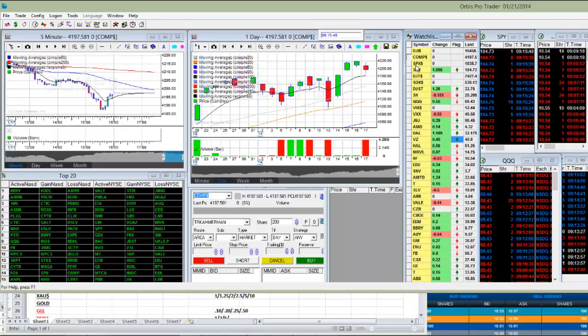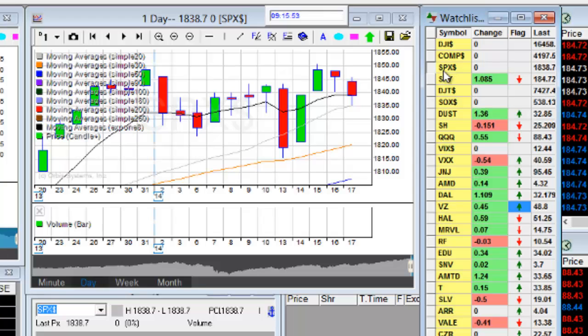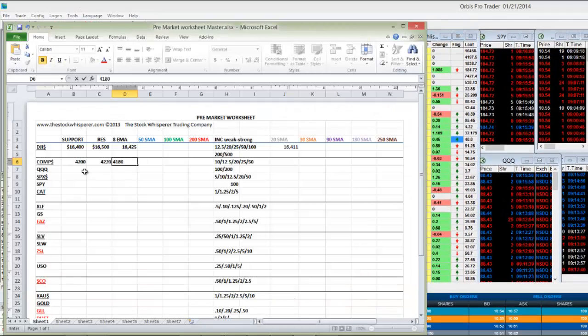And next we're going to move to the S&P 500. And the futures are indicating an up opening on that. So let's look at where it closed, 1838. Now 1837 is a major level of support. So I'm going to put 1837 right here, and then resistance is 1840 and 50. So I'm going to put the 50.